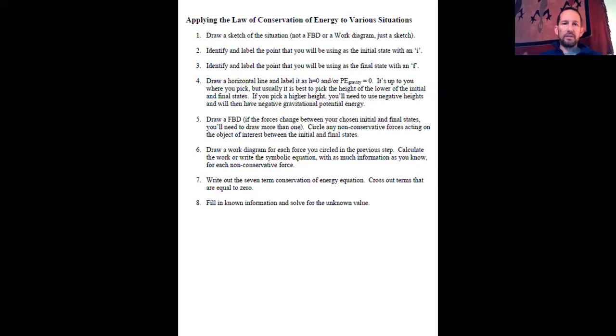To solve problems in this chapter, we're going to follow the eight steps shown here on the screen. A sketch of the situation is nice. A lot of times it's provided, but it's required that you draw a sketch. And on that sketch, you need to very clearly say what your initial condition is. You might want to write some notes as to what's going on with the object at that initial condition. Is it moving or not? Is it sitting against a compressed spring or not? Is it at a certain height?